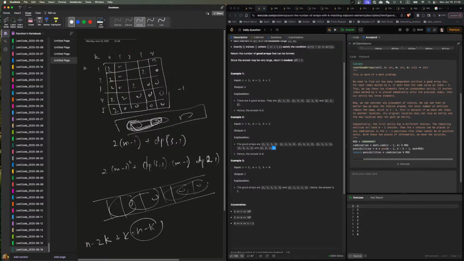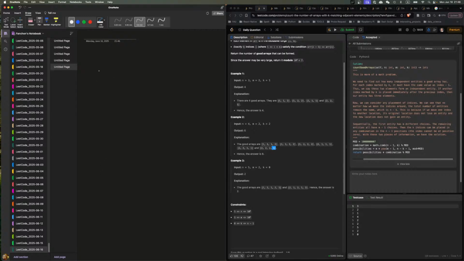Now we have 2 entities. And then for them, I also lose one. Wait a second. Hold on. Let me do it again. So let's say n equals, I don't know, let's just say we have n, we have 3 entities.